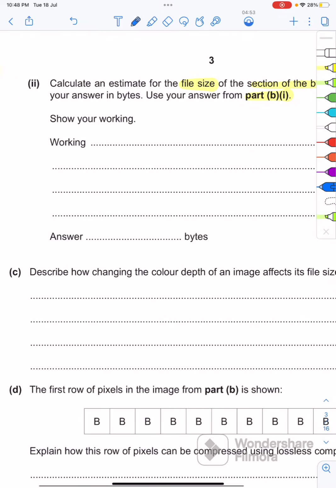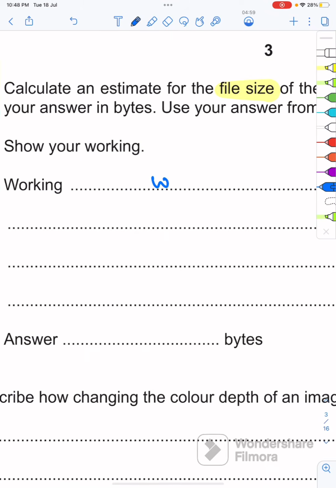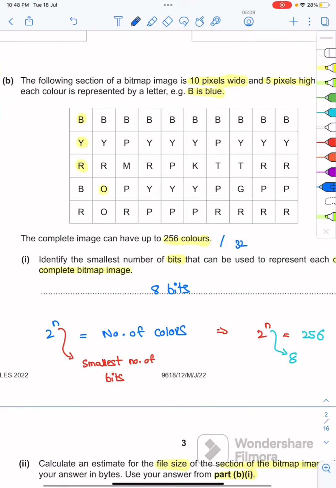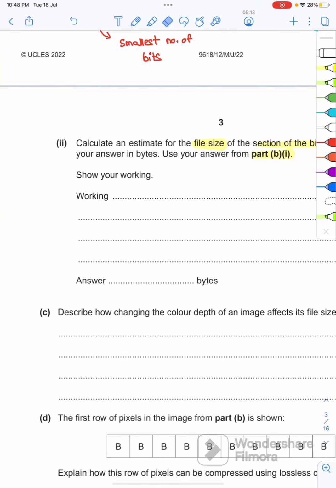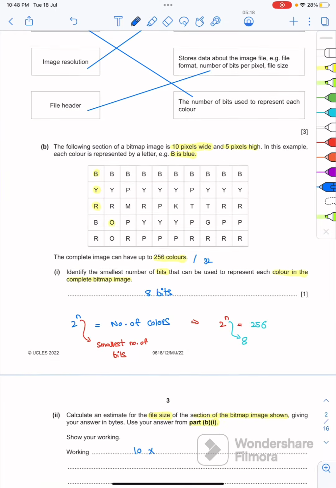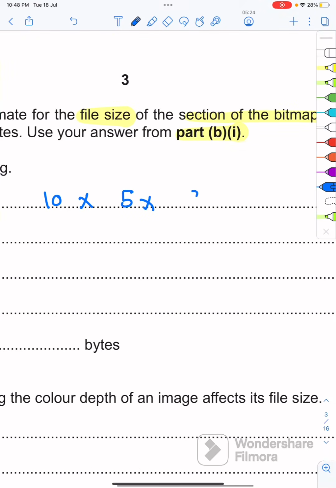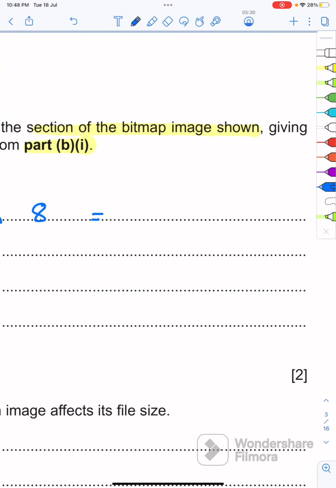So the first part that we're going to use is the general formula: the number of pixels you've got wide into the number of pixels you've got high into your bit depth. Actually, it's going to be 10 pixels wide into 5 pixels high into your bit depth of 8. This is going to add up to 10 into 5 is 50, 5 8s are 40, and you add another 0, so this is going to be 400, right?